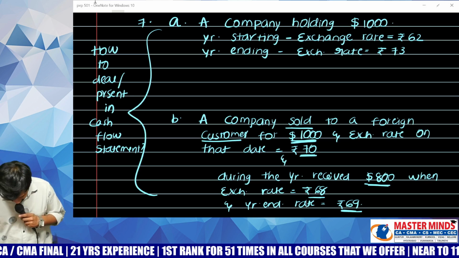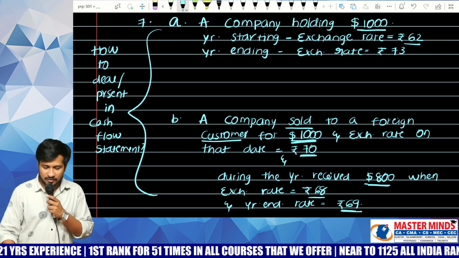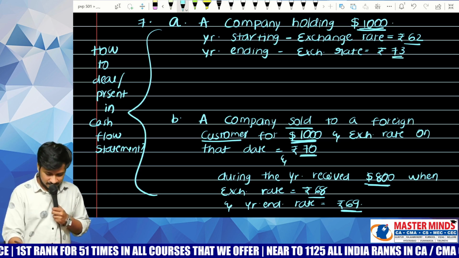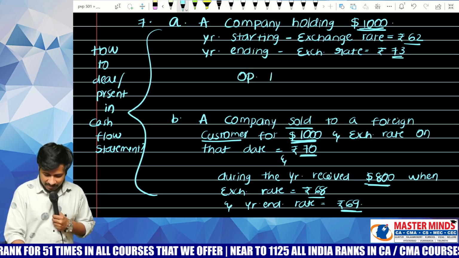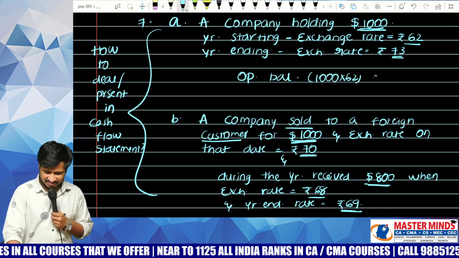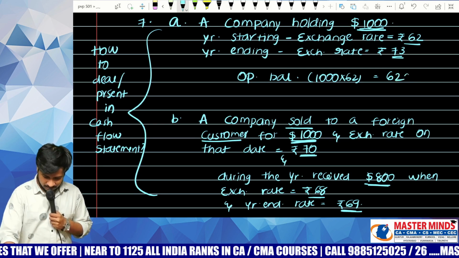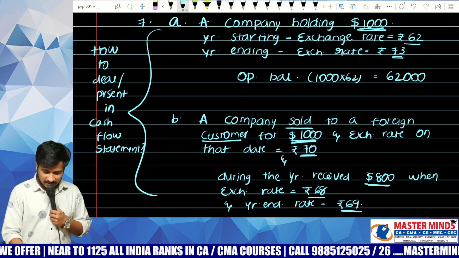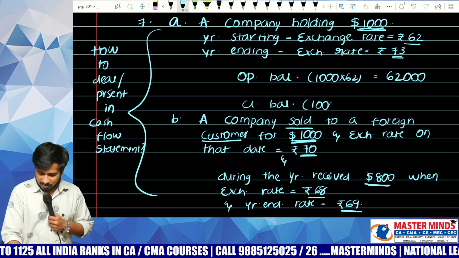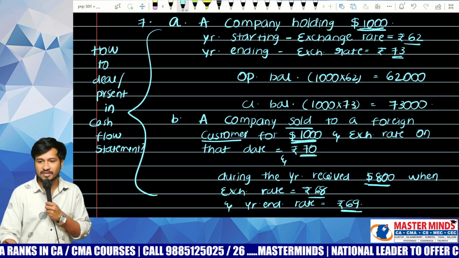Fine, for the first one, opening balance will be 1000 into 62. Closing balance will be 1000 into 73. Did you get my point? Opening balance will become 1000 into 62. Hey, listen first, you copycats. 62,000. Okay. Now, closing balance. How much closing balance will be? $1,000 into 73, which comes to 73,000. Am I correct or wrong?